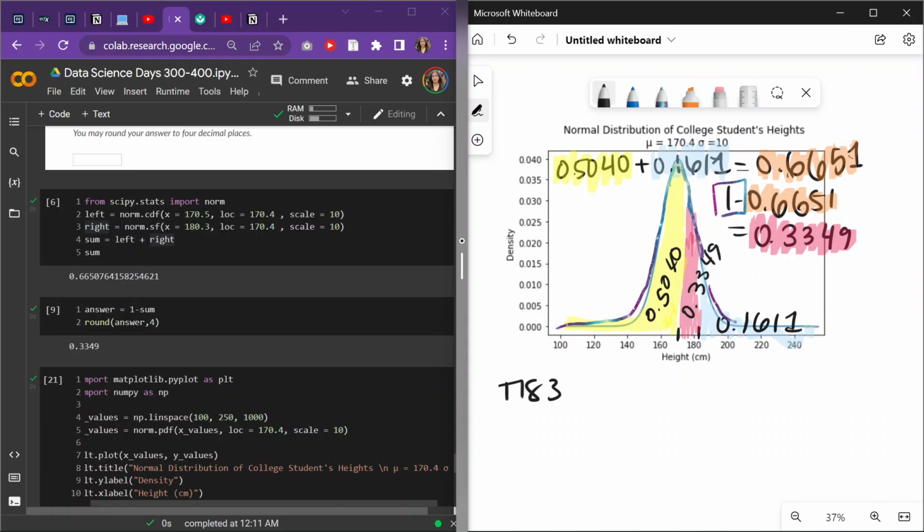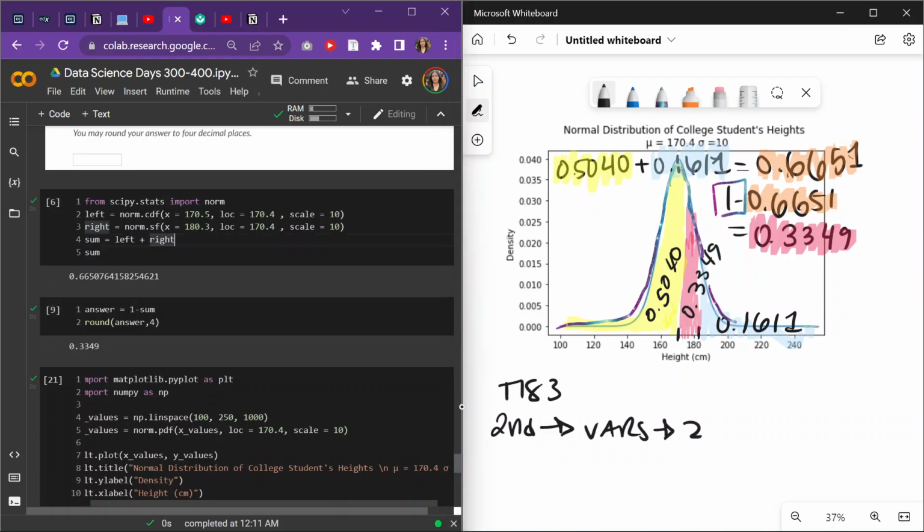Okay, so for a TI-83, you go to second, vars, 2 to get the normal CDF function. It's not going to give you anything. It's literally this. This is what appears in your calculator after you click on this. So you're just going to have to know what to put in there, and I'll tell you what to put in there.